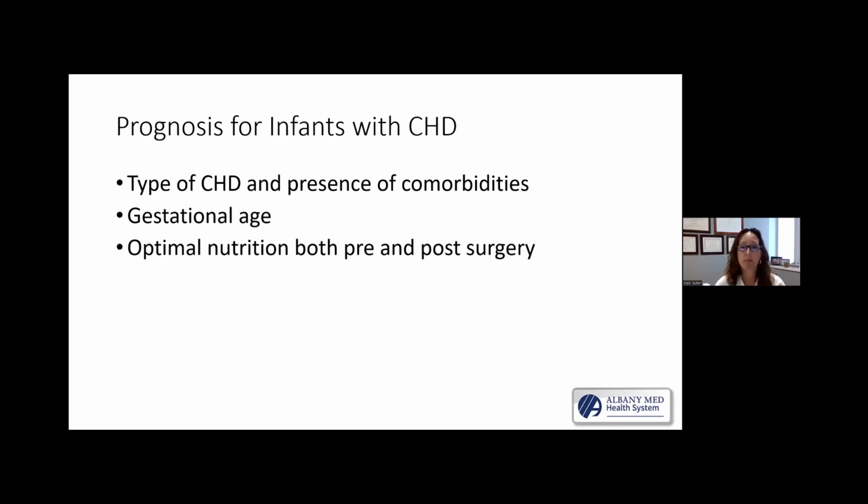And most of it really depends on the presence of comorbidities, obviously, as well as the type of heart defect that they have, and the gestational age at which they're born. So we have some preterm infants who are born at 24, 26 weeks. They're going to have a very different prognosis than a term infant. And also optimizing the nutrition for these babies, both pre and post-operatively, can have a significant impact on long-term outcomes.